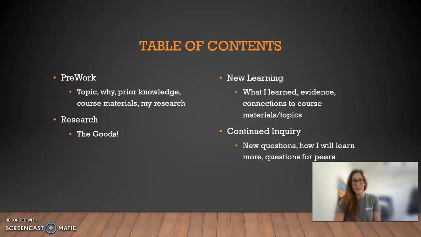So my table of contents, I'm going to go over this with you real quick. I have the pre-work, which covers the topic, prior knowledge, course materials, and research. Then I'll also talk about the new learning: what I learned, the evidence from that, the interview and the confirmation email, and the connections to the course materials and the topics I'll discuss. And the continued inquiry: the new questions, how I'm going to learn more about them, and questions for you as well.